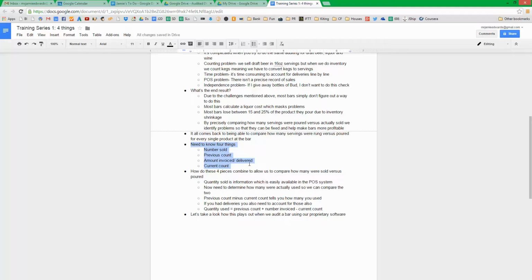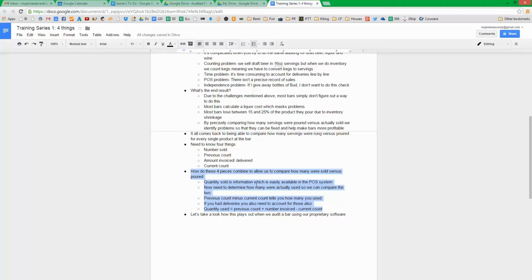So let's just run through these using our Bud Light example. In our case, we used earlier, the number sold was 75. The previous count was 100. The amount invoiced was 100, and the current count was 120. So how do these four pieces combine to allow us to compare how many were sold versus actually poured? Well, as we saw, the quantity sold is information which, for the most part, with a few calculations and adding things together, is available in the point of sale system. So now we need to determine how many were actually used so we can compare the two.